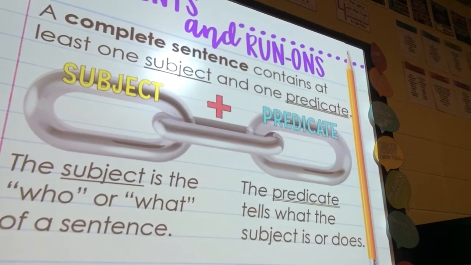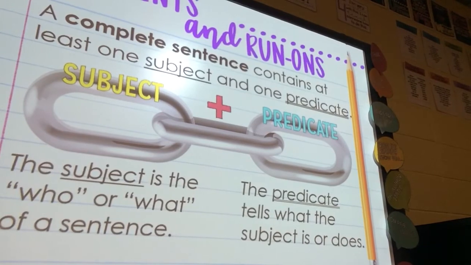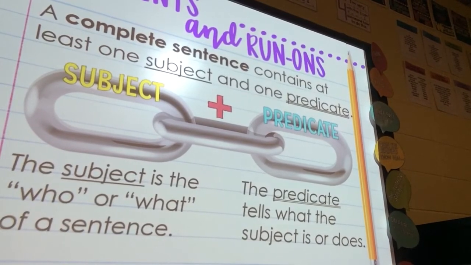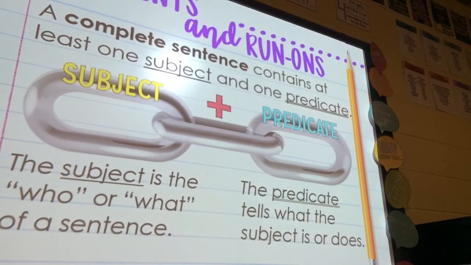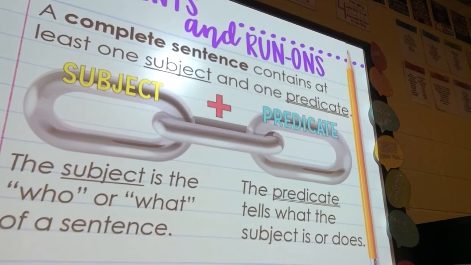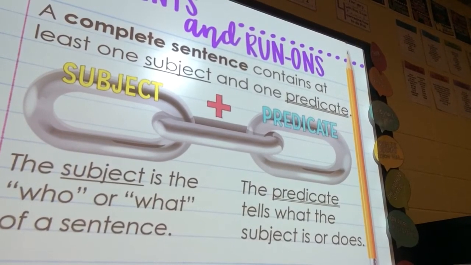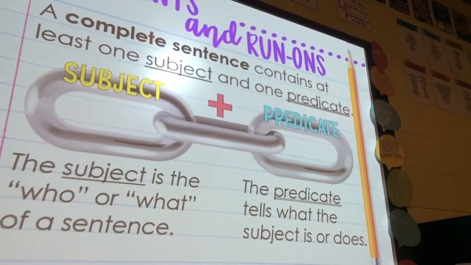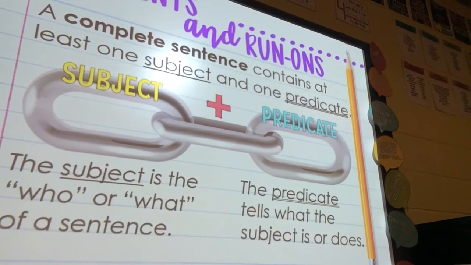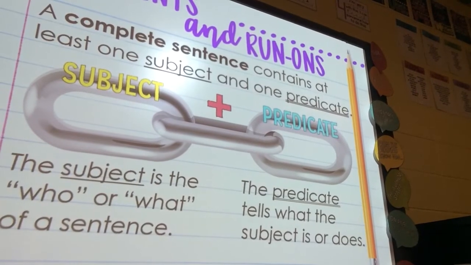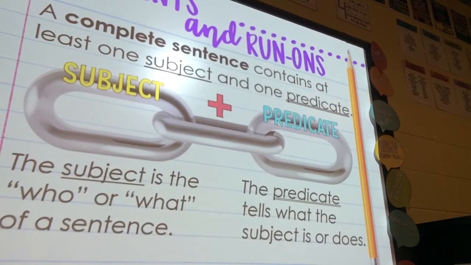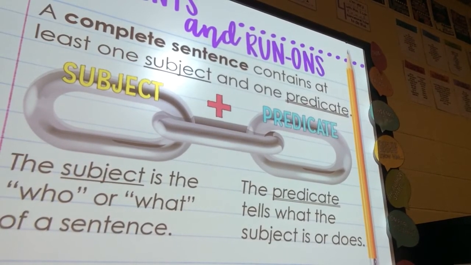I underlined subject one time just like they've done, and I'm underlining predicate two times just like they've done, and that's what we've been doing this whole time. So thumbs up when you have this. We're probably not going to get all the way through this before lunch. Probably not even going to get past this one.